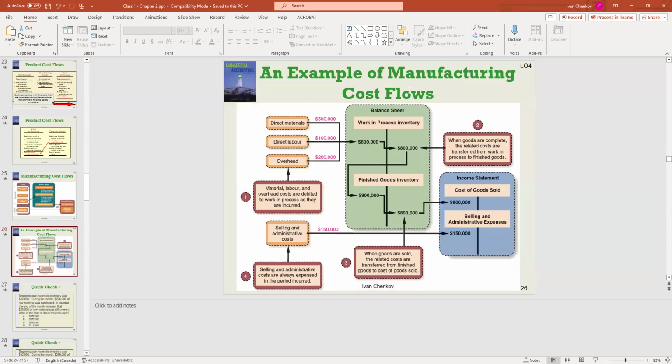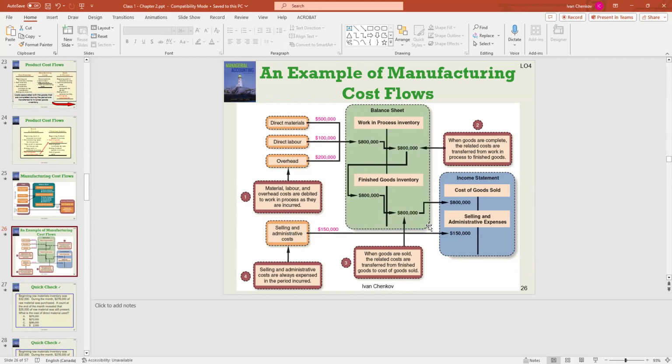An example for the manufacturing cost: direct material is 500, direct labor 100, overhead 200. Those three together are going to meet each other in the work in process inventory account. Once we say the product is complete, it's going to move to finished goods. Once we say the product is sold, it becomes cost of goods sold. Selling and administrative expenses are directly expensed and moved to the income statement. They don't have to go through one account, another account, and a third account. They directly go to the income statement expense account.